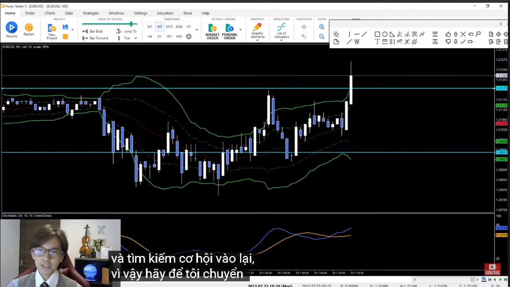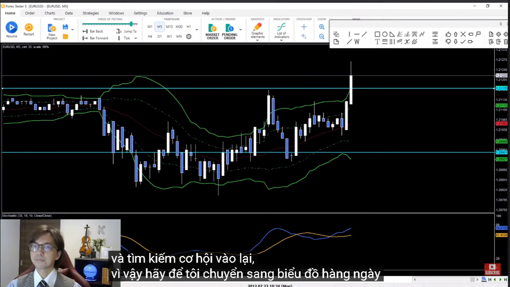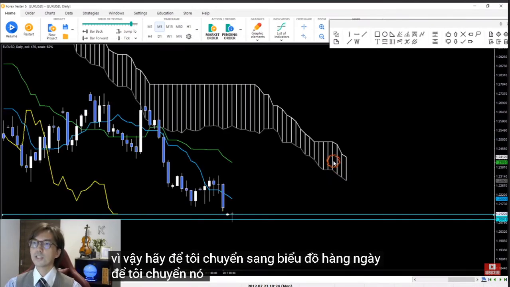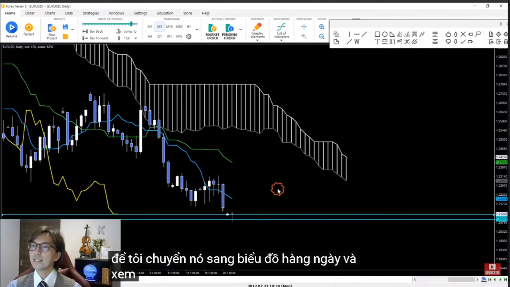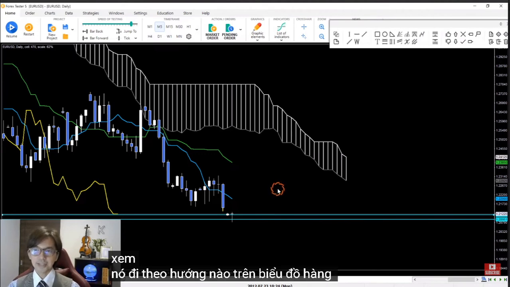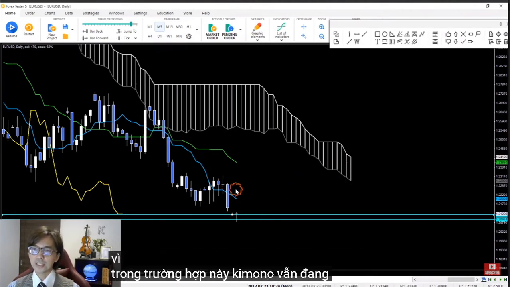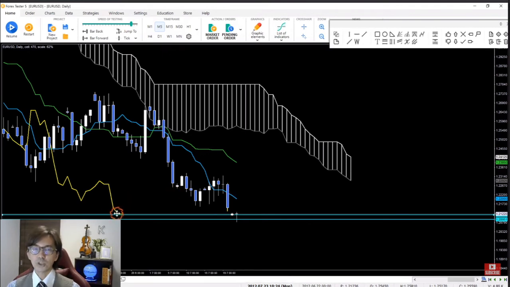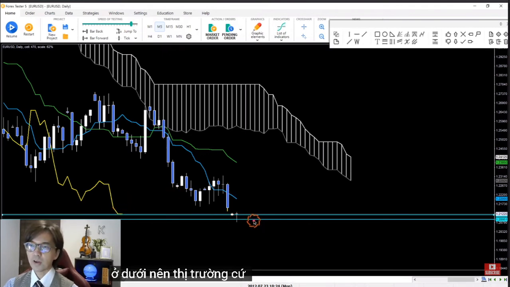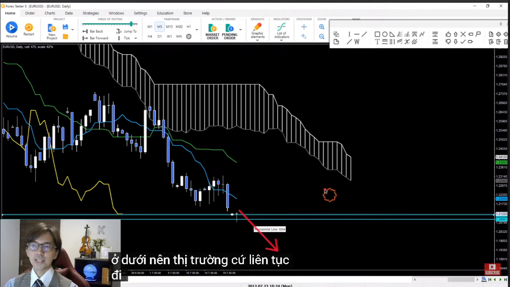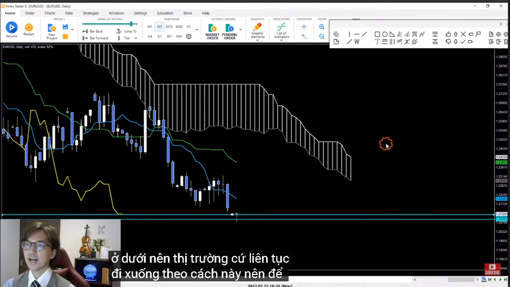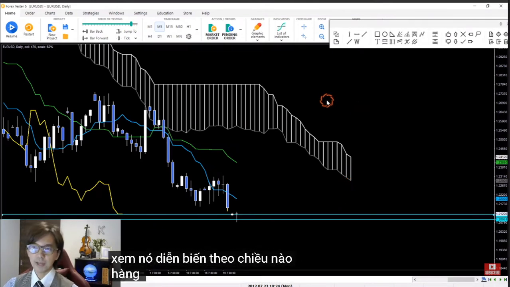So let me switch to the daily chart and see which way it's going. In this case, the Kumo is still down, Kijun Sen down, Tenkan Sen down, and the Chikou span below. So the market is continuously going down this way. Let me see which way it goes on a daily basis.